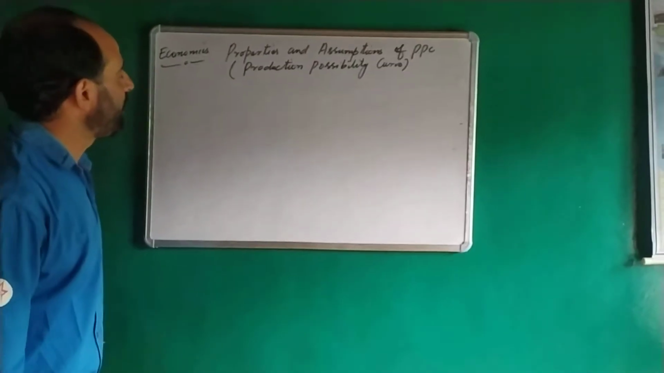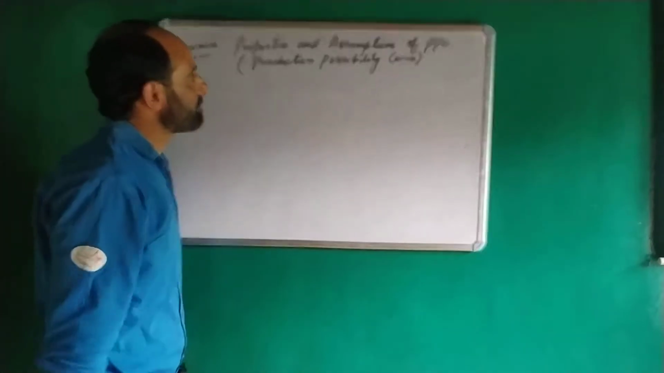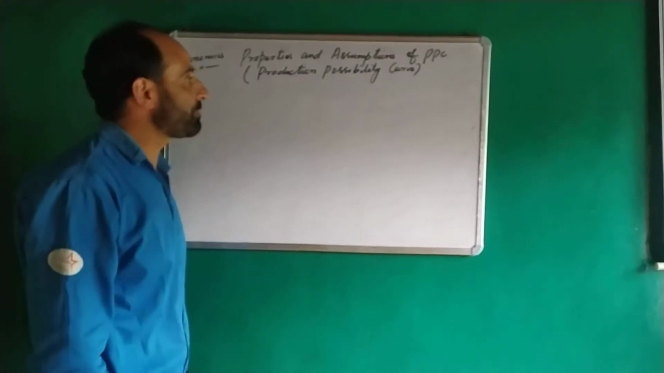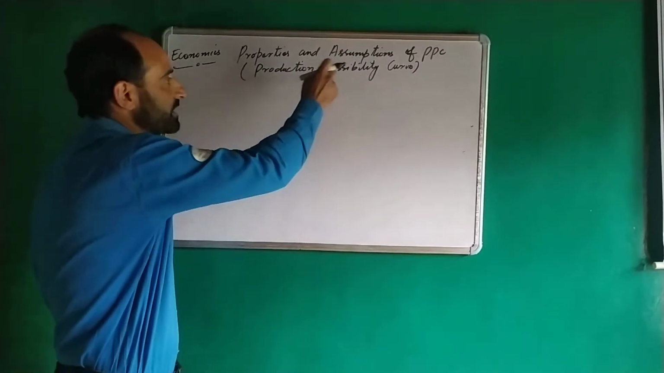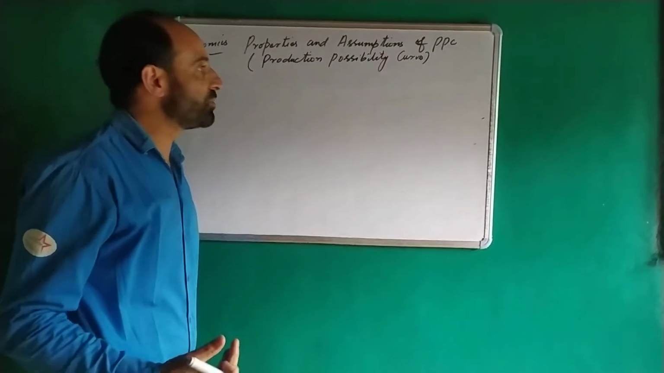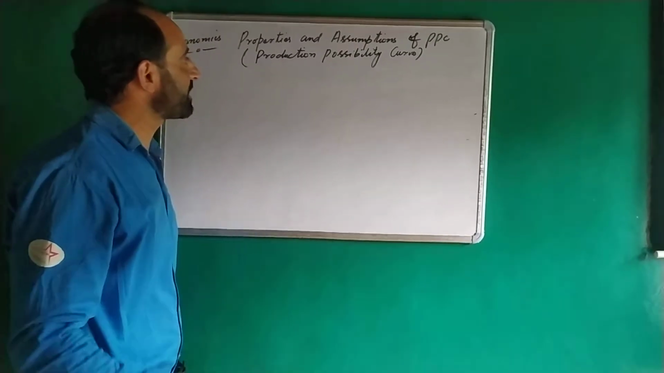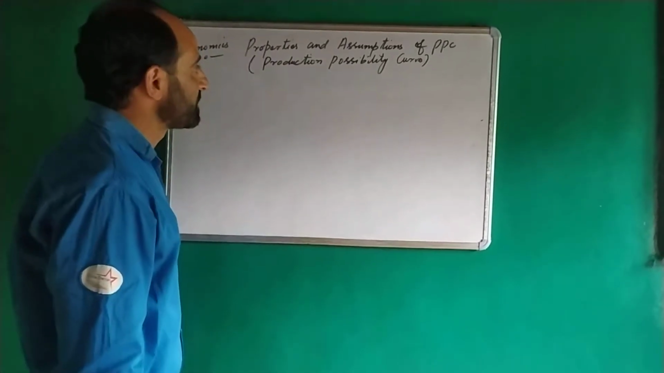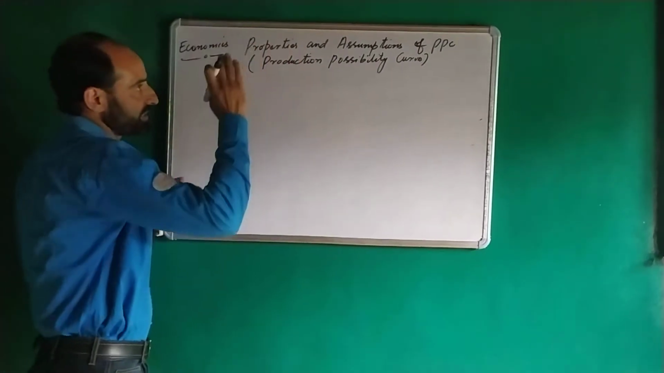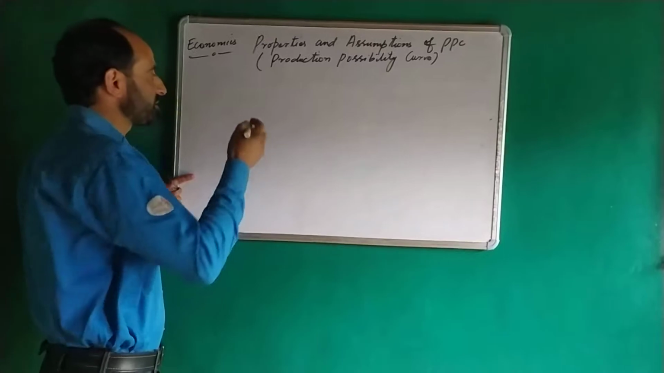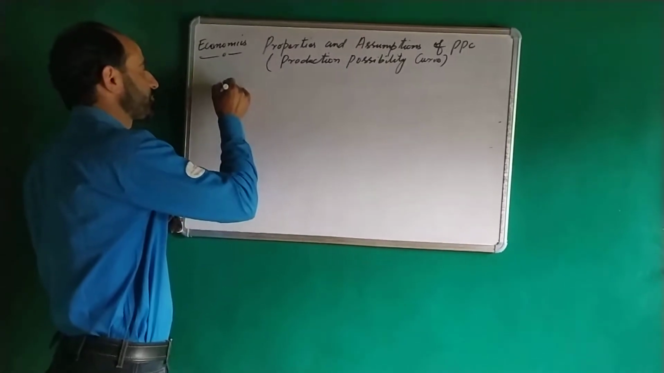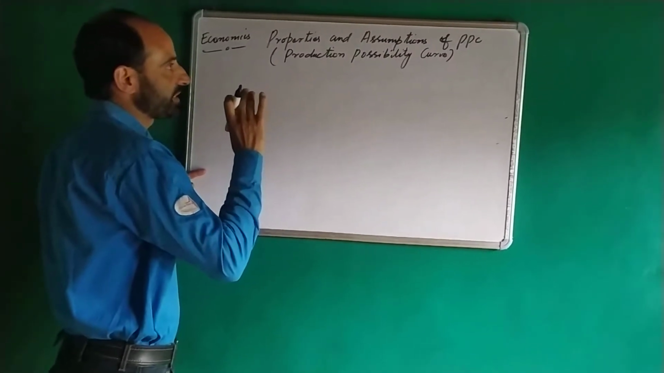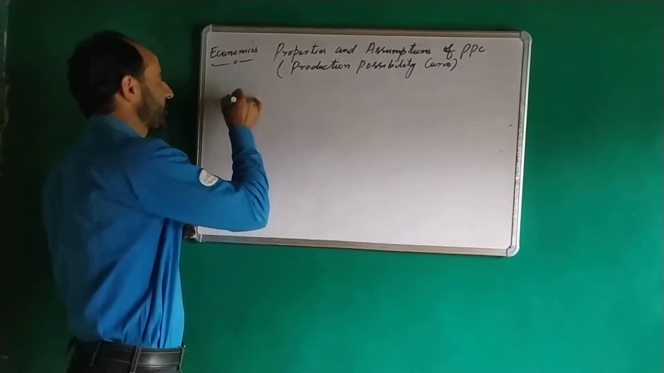Hello friends, our today's topic is properties and assumptions of PPC, that is production possibility curve. What are the properties and what are the assumptions of this production possibility curve, that is PPC? Now let's first define this production possibility curve PPC. What does this production possibility curve or PPC mean?